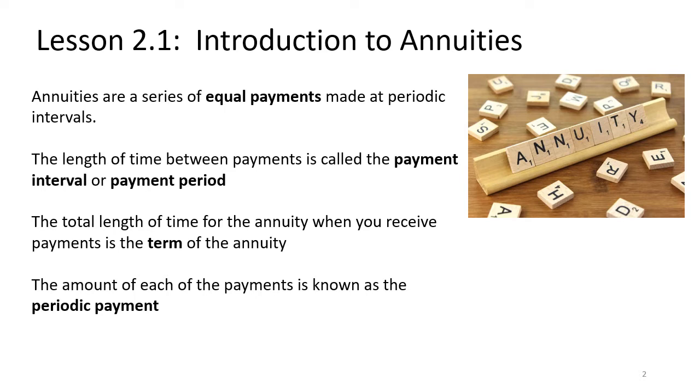And the total length of time for the annuity, for when you receive payments or when you have to pay payments, depending on what it is, is known as the term of the annuity. And the amount of each of those payments is known as your periodic payment. You're going to see the term PMT, for payment, in the equations that follow.